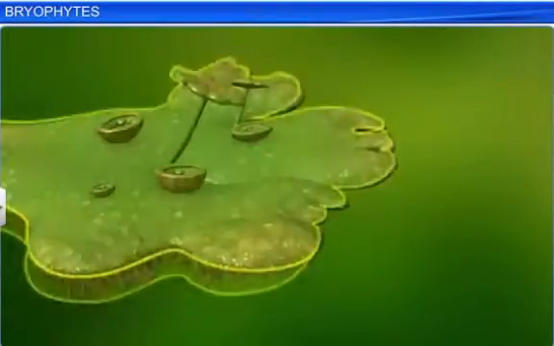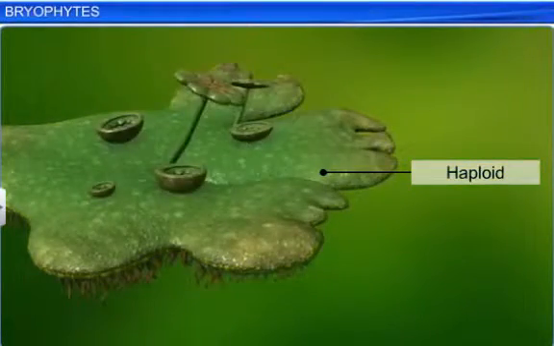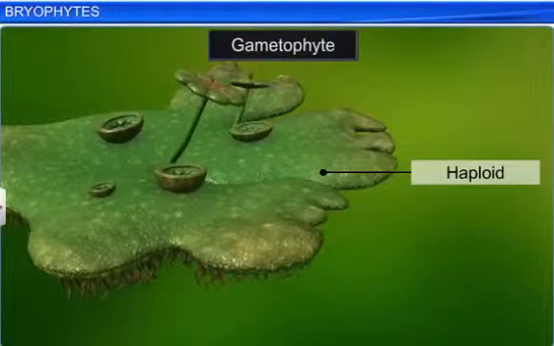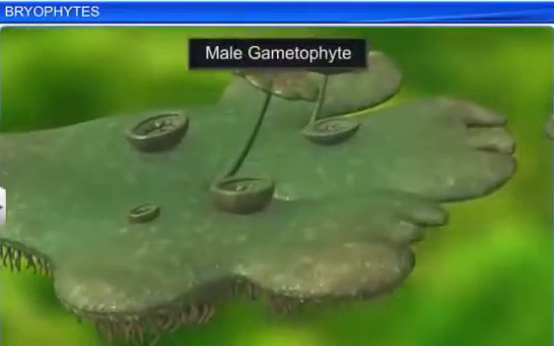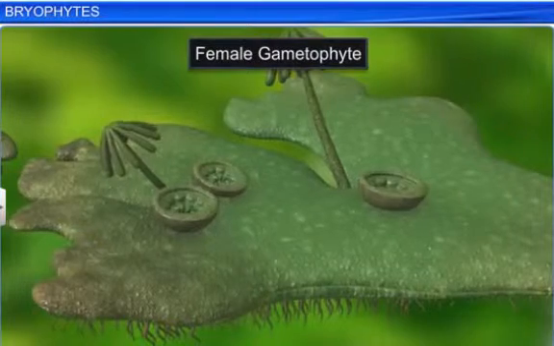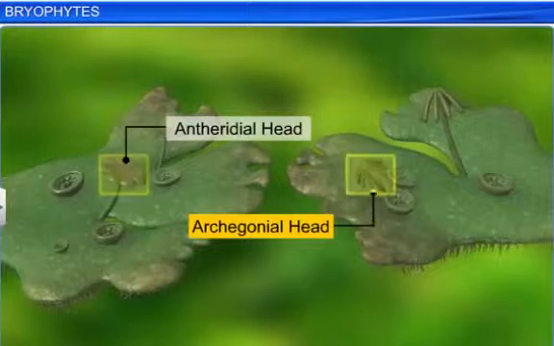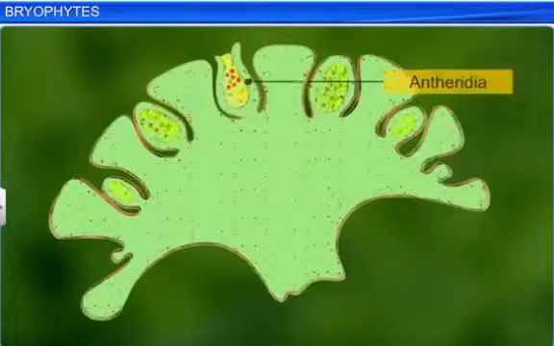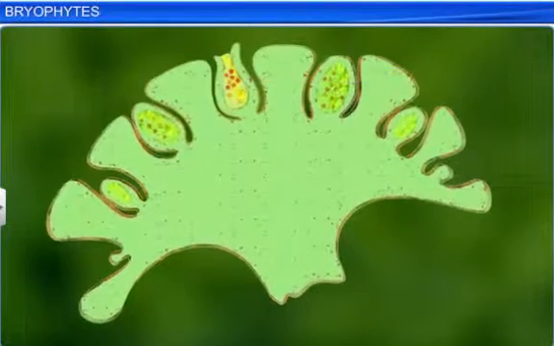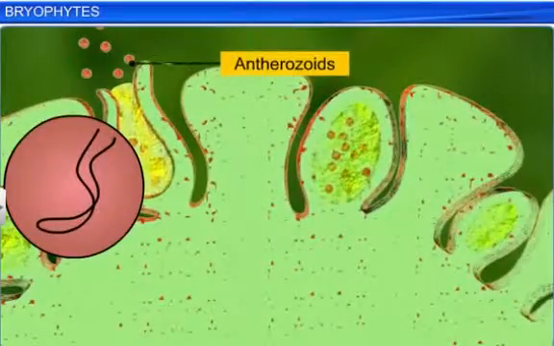The main plant body of a bryophyte is haploid. It is also called a gametophyte as it produces gametes. The plant body has both male and female gametophytes, which bear the male and female sex organs respectively. The male sex organs are called the antheridia, and they produce biflagellate antherozoids.